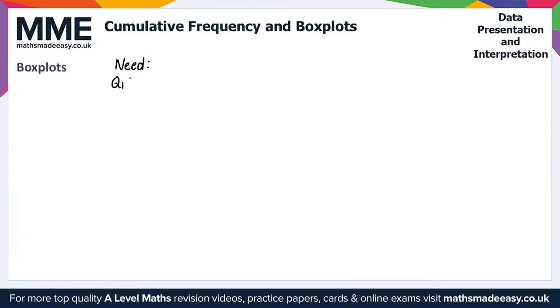We need Q1, the lower quartile, we need Q2, the median, and we also need Q3, our upper quartile. Okay, we also need a few other things, but for now, let's just take a look at an example of a box plot, and we can also see the remaining information that we need.